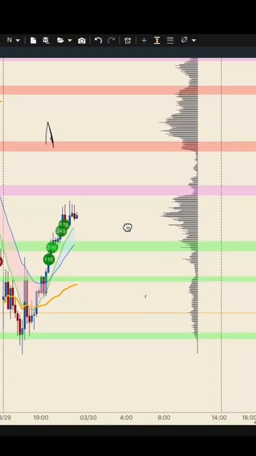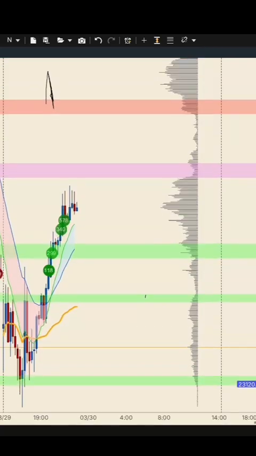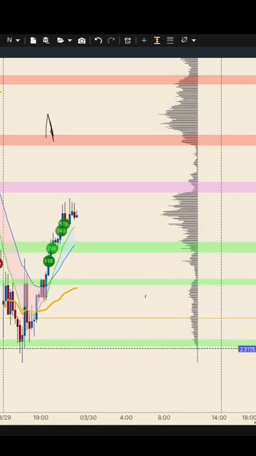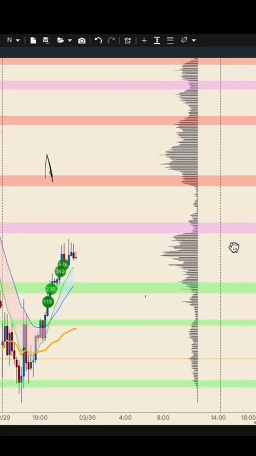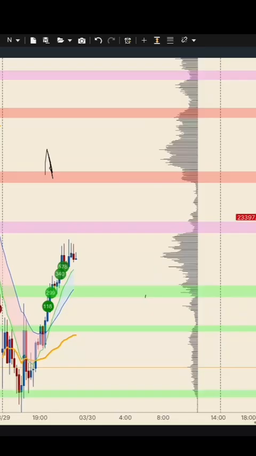But yeah, these are the levels. And I'm pretty confident that I'll get some nice trades off of them tomorrow. And yeah, that's really all that matters.